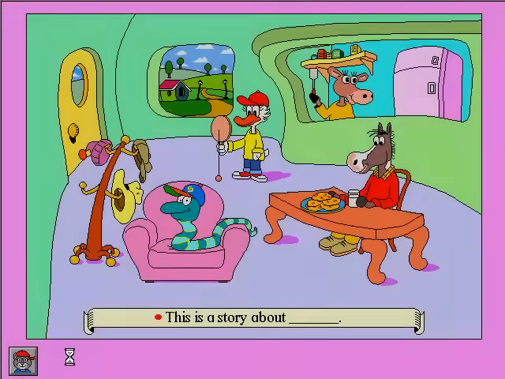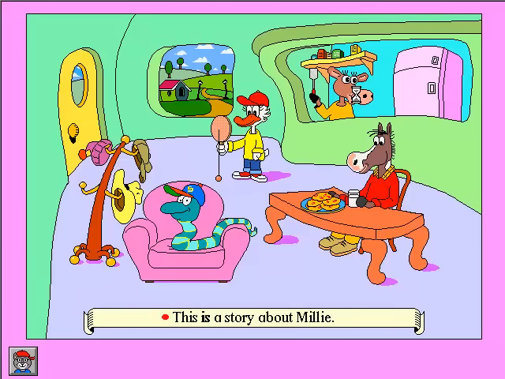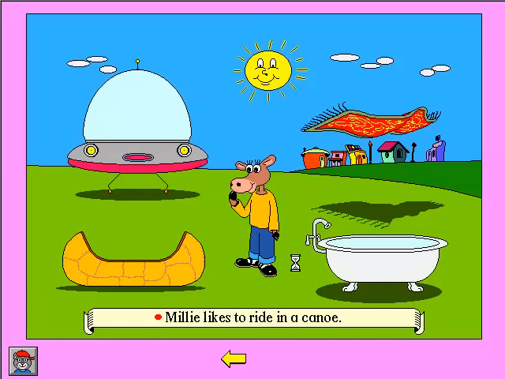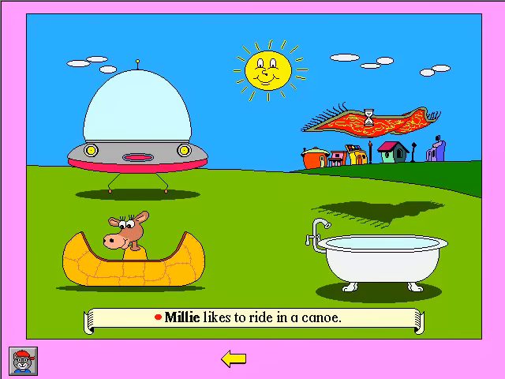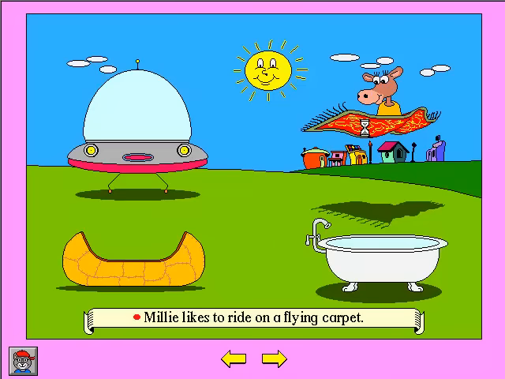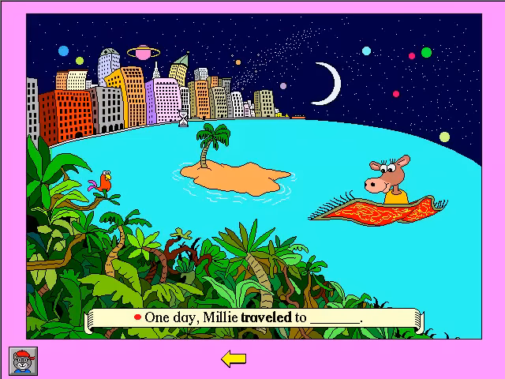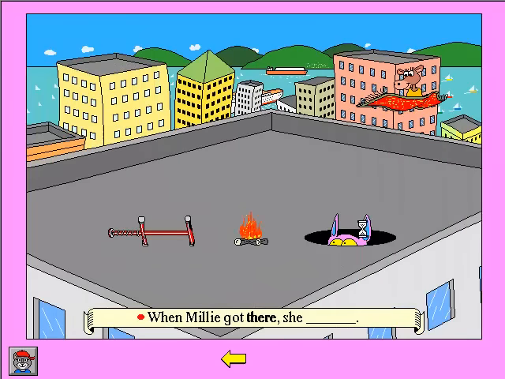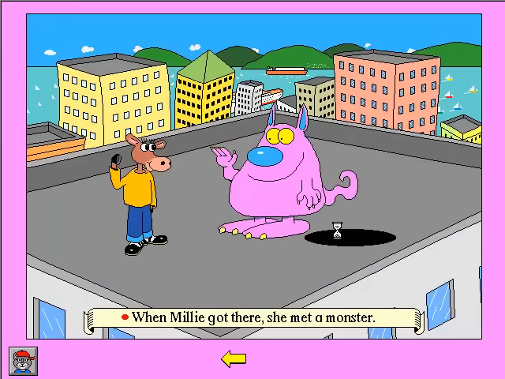You can make a story. This is a story about Millie. Millie likes to ride on a flying carpet. One day, Millie traveled to the city. When Millie got there, she met a monster. Hello.